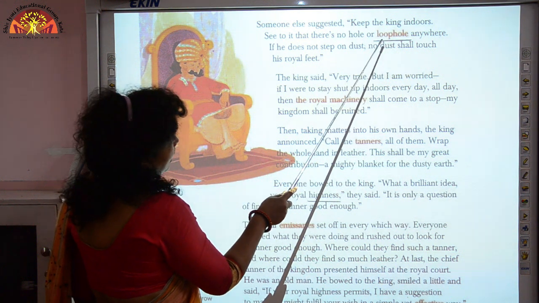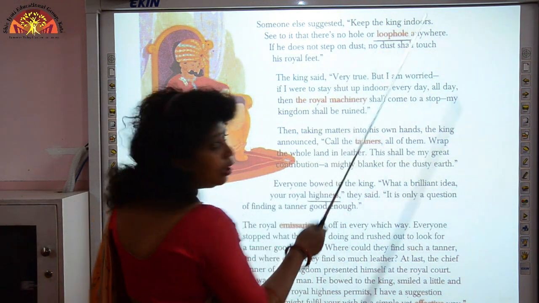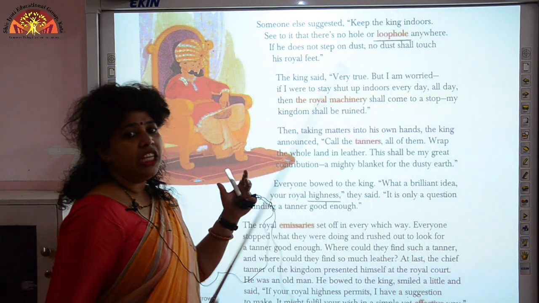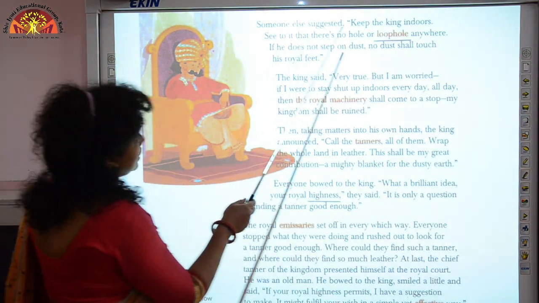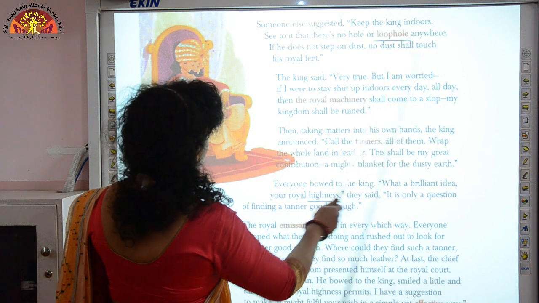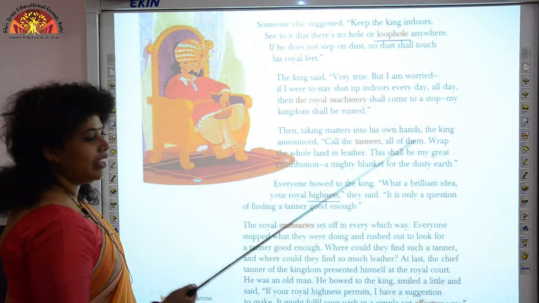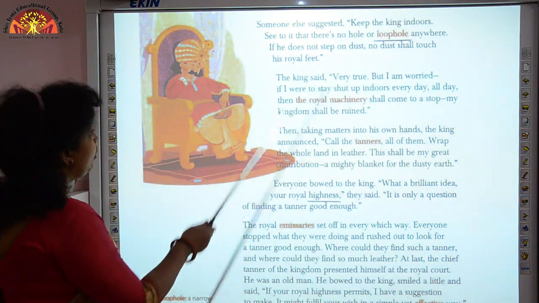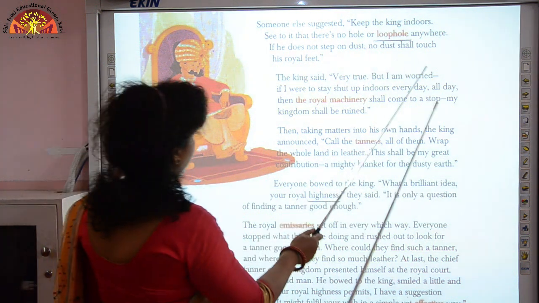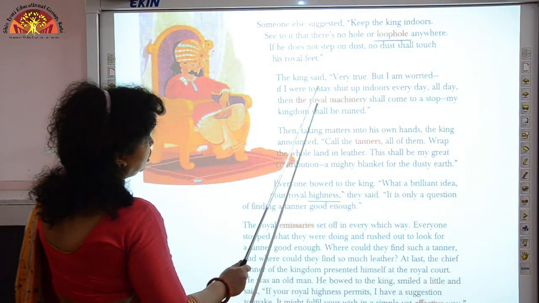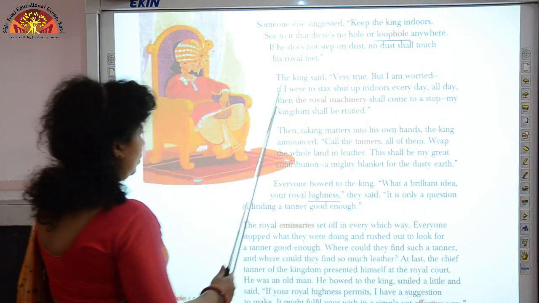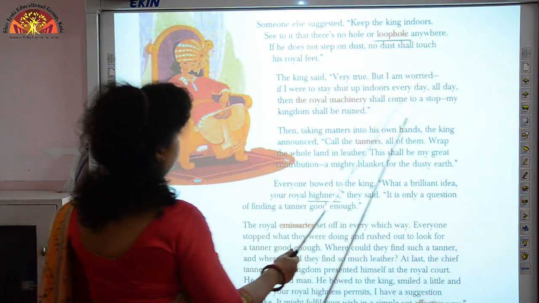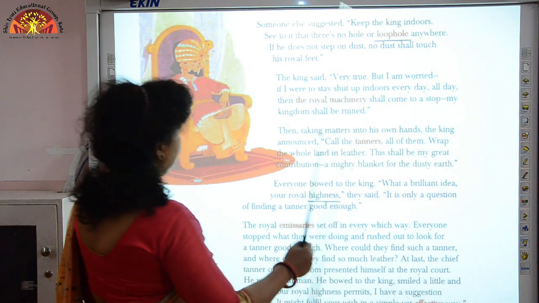Please underline your new word loophole. Loophole means a very small or narrow opening. If he does not step on dust, no dust shall touch his royal feet. The king said, "Very true, but I am worried. If I were to stay shut up indoors every day, all day, then the royal machinery shall come to a stop. My kingdom shall be ruined."